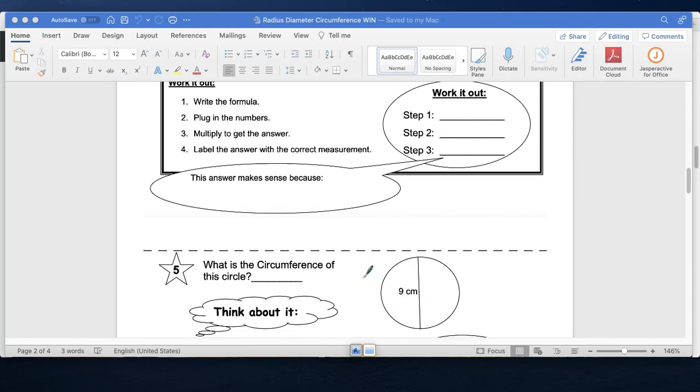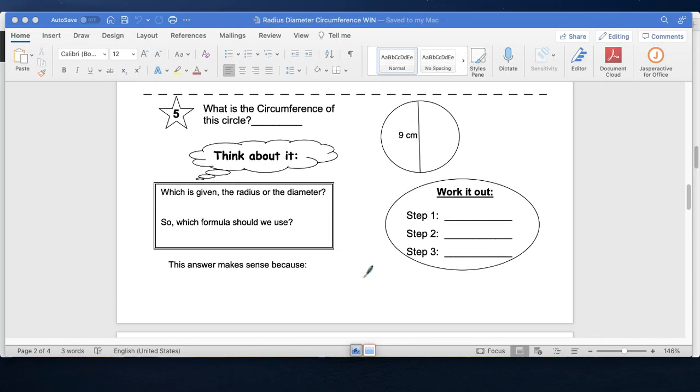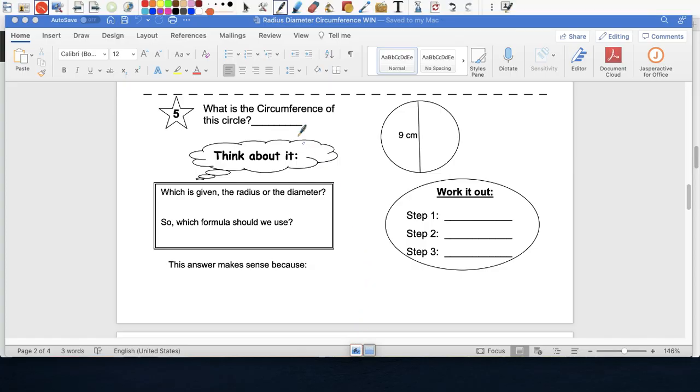Let's see more examples. What is the circumference of this circle? Again, think about it. What's given to us? This line here is a diameter. So they gave me the diameter. Which formula should I use? I'm going to use this one right here. C equals pi times d. Let's work it out. So write the formula first.